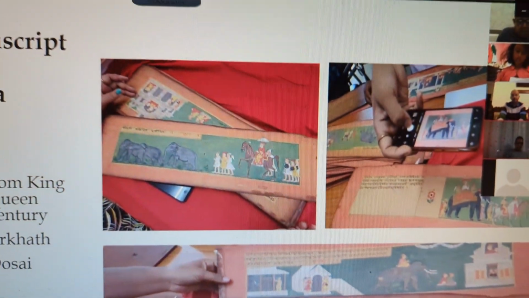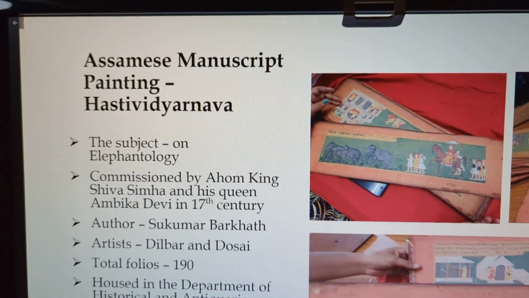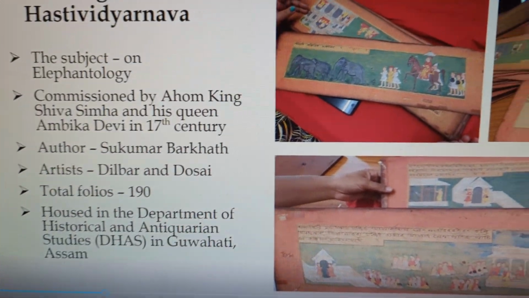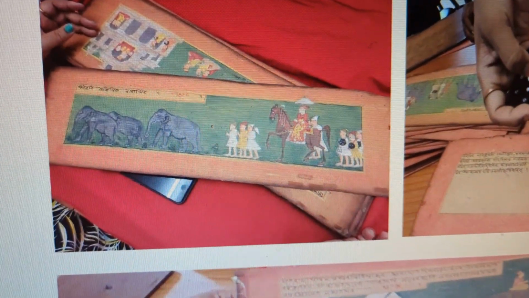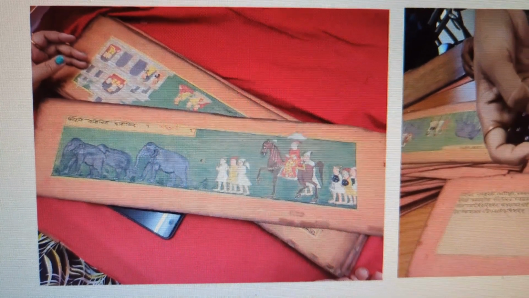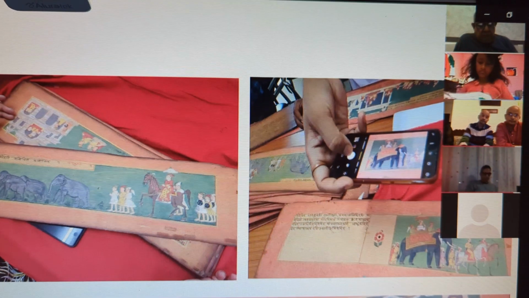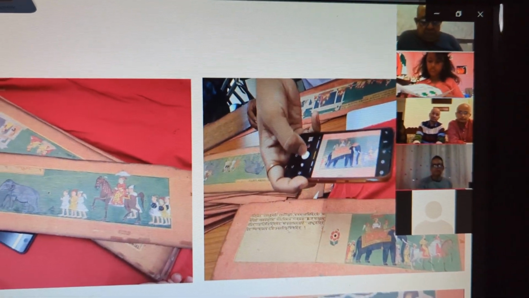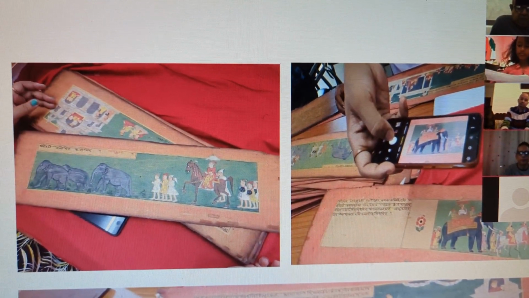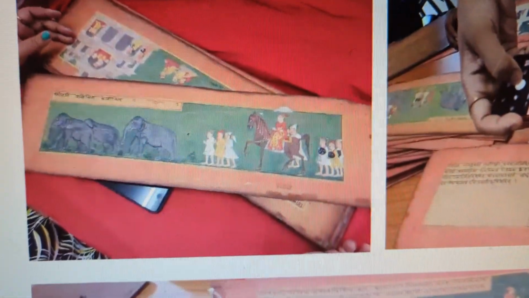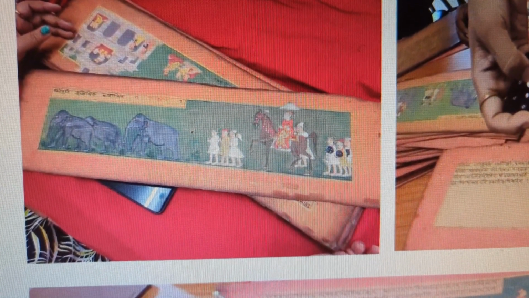So the first manuscripts that I saw was in the Department of Historical and Antiquarian Studies. These are manuscripts from Hasti Vidyanama. It's on elephantology. So these were the first manuscripts, the real manuscripts that I saw. Very beautiful, and they have also painted with a bone from a kite from Borali fish. They use it to draw the borders.